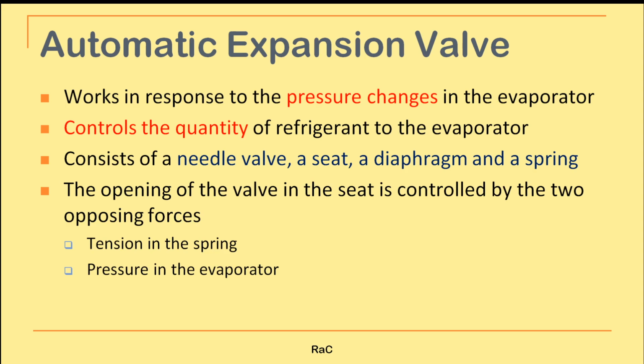Now coming to the detailed specification, the working of the different types of valves, let us begin with the automatic expansion valve. As I said earlier, this type of valve works in response to the pressure changes in the evaporator. So the quantity of the refrigerant to the evaporator is controlled with respect to the pressure changes in the evaporator. The essential components are a needle valve, a seat to place the needle valve, a diaphragm, and a spring. There are two pressures acting on either side of the diaphragm: the spring tension in the spring as well as the pressure force in the evaporator. These two forces or pressures regulate the movement of the valve.